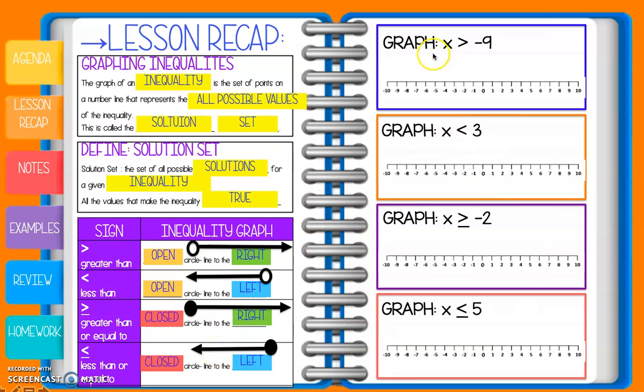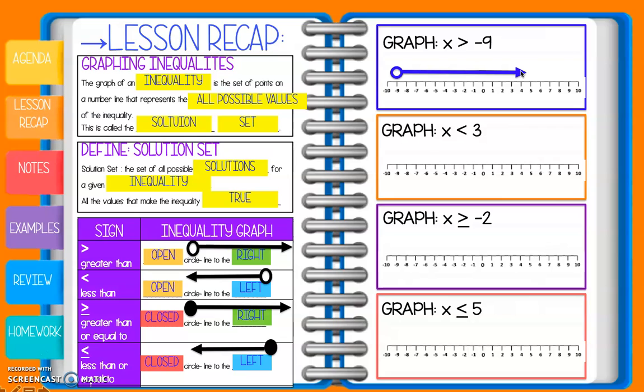Okay, so let's practice. If we're graphing x is greater than -9, we're going to go to -9 on our number line. We see it's a greater than, so we know it's going to be an open circle. So at -9, I'm going to put an open circle and an arrow to the right. Okay, so it can't be -9, but it could be anything that is greater than that.